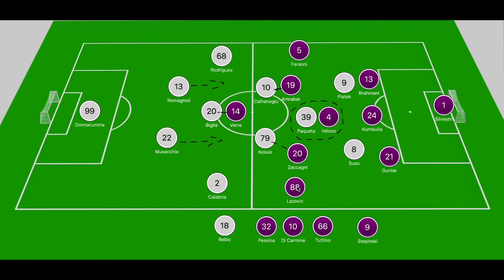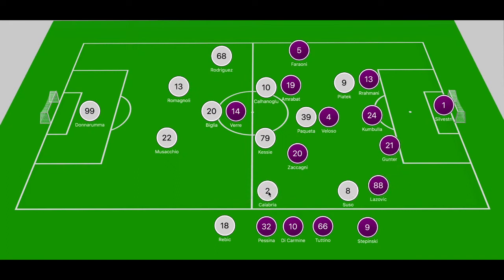Amrabat stuck with his task of sitting on Çalhanoğlu, and down the left-hand side, what we ended up seeing was that Zaccagni would step out to Calabria. Why? Because what was happening now was Suso was occupying the touchline to provide more width, and he was occupying Lazovic, and then you'd have Calabria. When he received the ball, Zaccagni would have to step out to him, and now there was space for Kessié to push forward to ensure that perhaps Milan could get more players into the box, offer more of a physical presence, and free up space for Piątek.